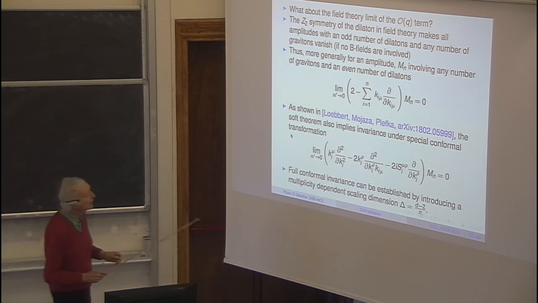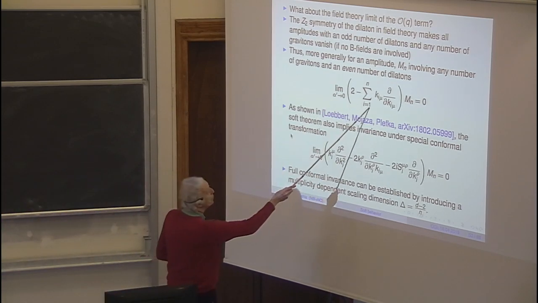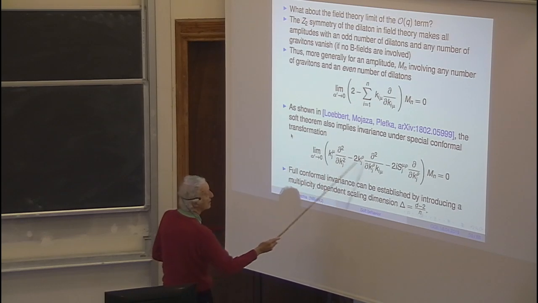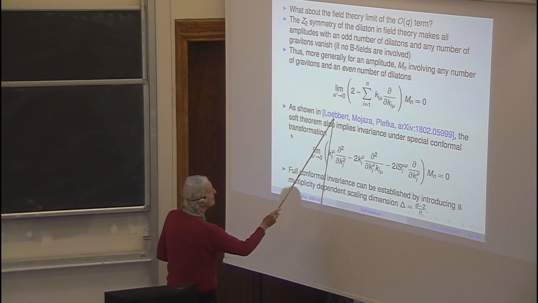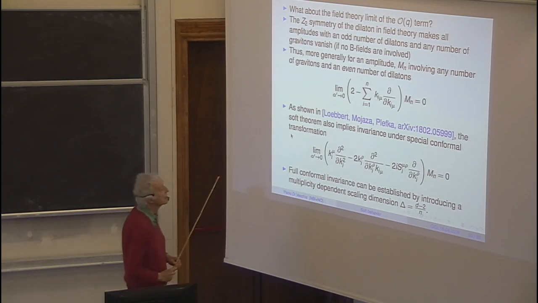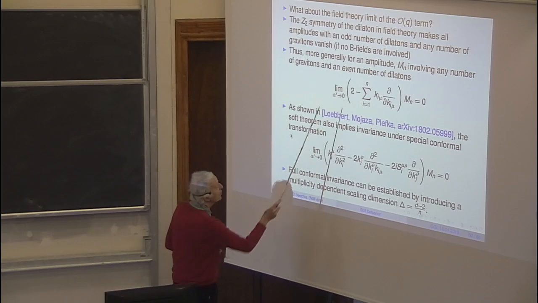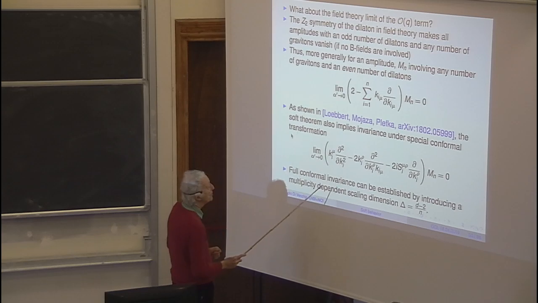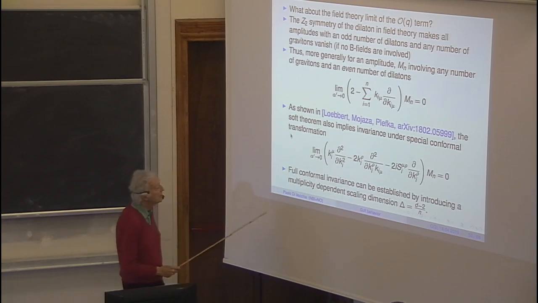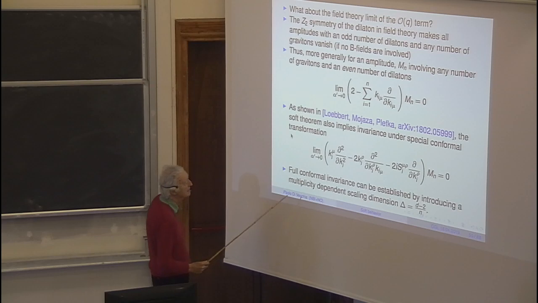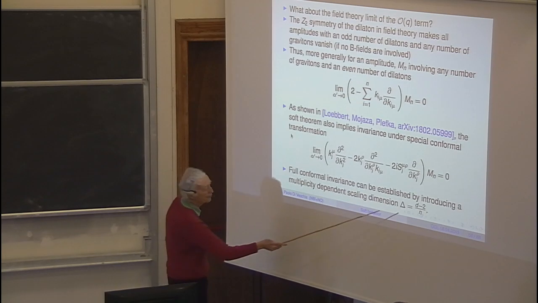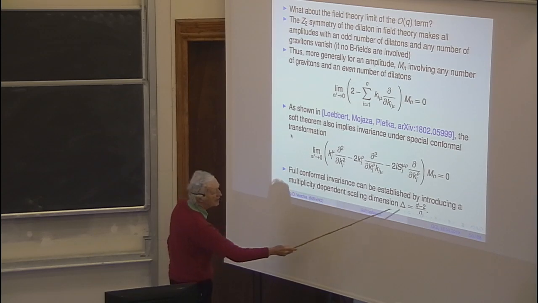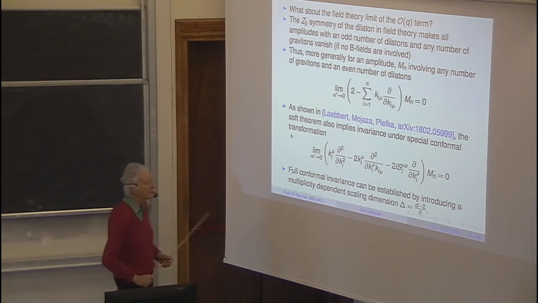And so in the field theory limit, you have to impose this, and you have to impose also the one on order Q1. Those people analyzed these two equations, and they established that there was a full conformal invariance in d dimensions, provided that you introduce a scaling dimension which depends on the number of external legs.